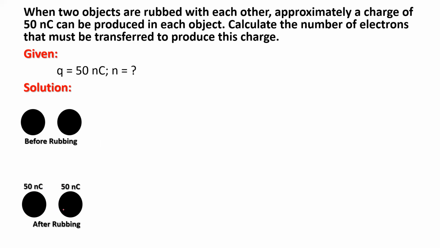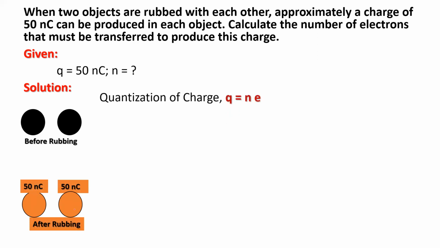After the rubbing, you will get 50 nanocoulomb of charge on both the objects. The 50 nanocoulomb can be produced in each object. Now, for producing this 50 nanocoulomb in each object, how many electrons must be transferred? That you have to find. Again, the same formula: the quantization of charge, Q equals N e. From this, you can write N equals Q by e.